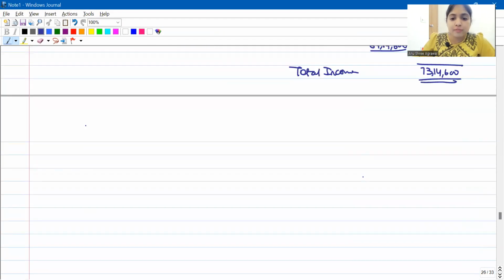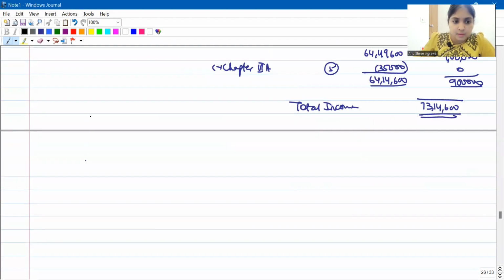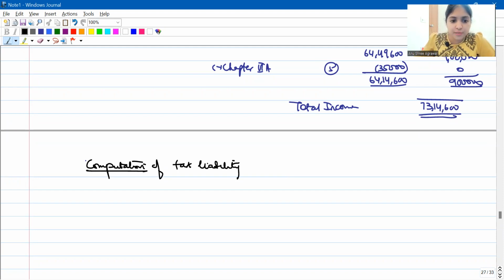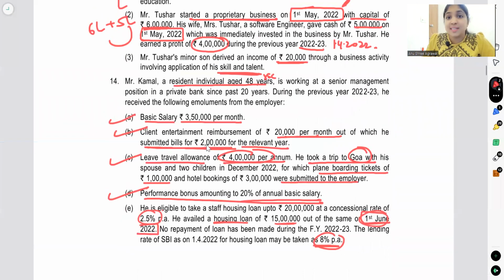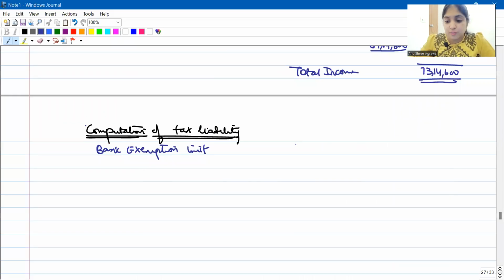So after this, give the next heading, computation of tax liability. In computation of tax liability, what is the first thing that you generally check? You always start with identifying what the basic exemption limit is. Now, what is the basic exemption limit in this question? Question doesn't say my assessee is a senior citizen. He's not a senior citizen. So the basic exemption limit will be 2,50,000.